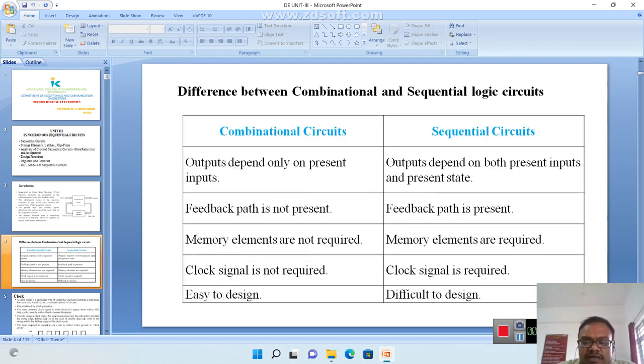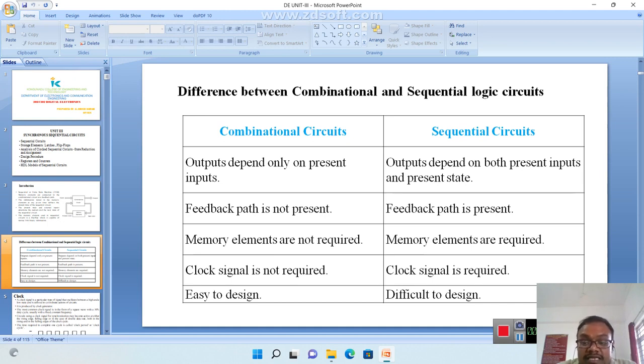Now the difference between combinational and sequential logic circuits. What is meant by a combinational circuit? What is meant by a sequential circuit? It is a very important differentiation. The first point: in a combinational circuit the output depends only on the present inputs, but in a sequential circuit the output depends upon both the present input as well as the present state. The second point: in a combinational circuit the feedback path is not present, because the output is not connected to the input.